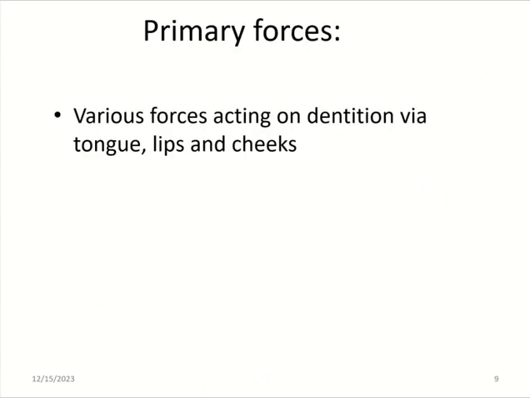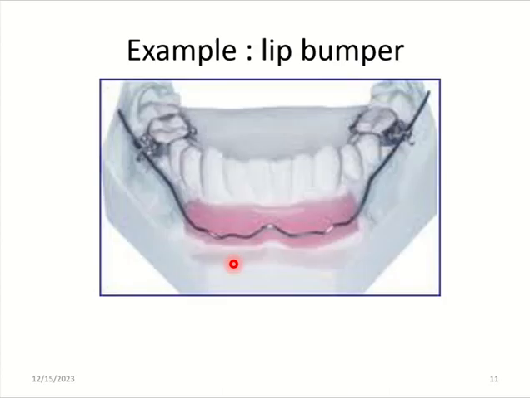So, mode of action of the functional appliances. Primarily, you have various forces that are acting on the dentition by the tongue, lip, and cheeks. For example, on the lower anteriors, you would have the tongue exerting force through the lingual side, and on the facial side it is the lips that are exerting force on the central incisors. The balance of forces between these two ultimately leads the central incisors to erupt in their optimal or ideal location.